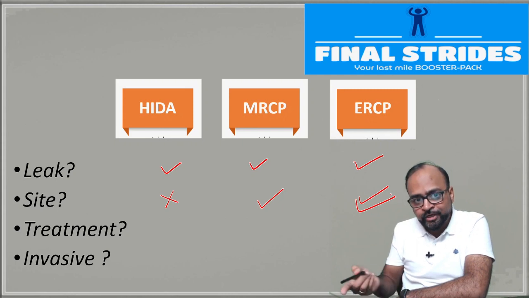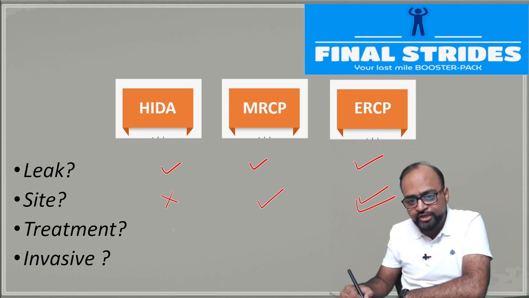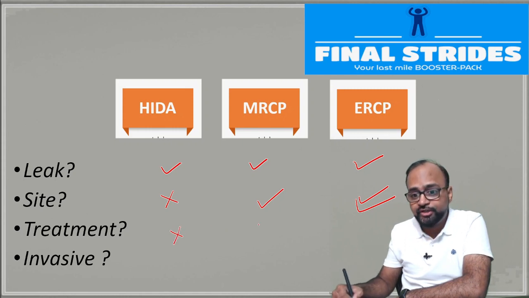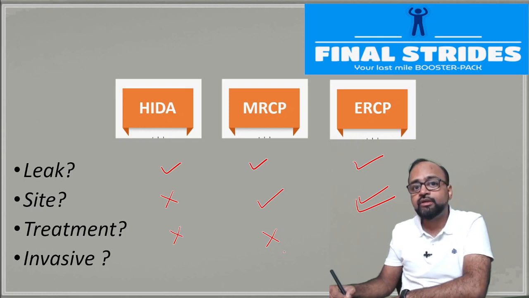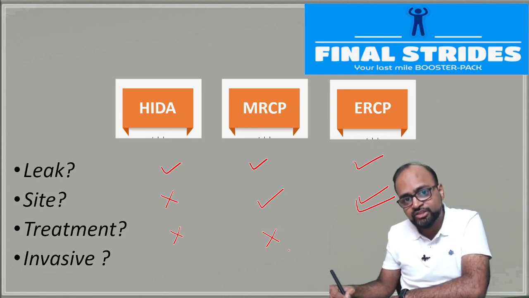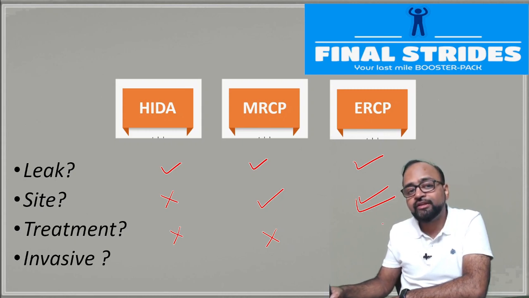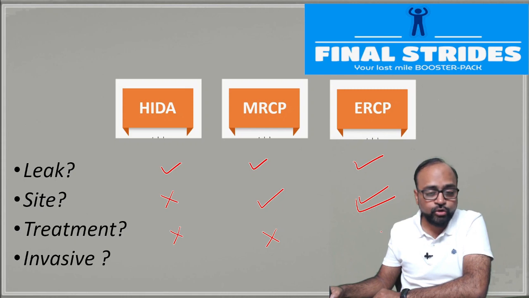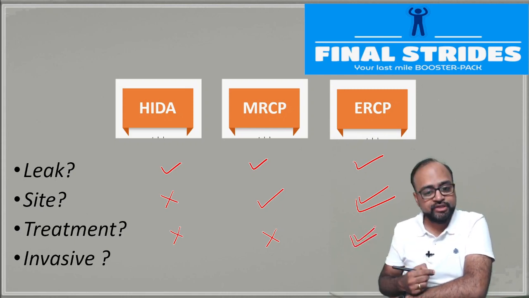Is any treatment possible when you identify, say, a CBD injury? Is it possible to treat it using HIDA scan? No. Is it possible to treat it using MRCP? Absolutely not. Is it possible to treat it using ERCP? In a way, yes, because then we can put a biliary stent in the CBD so that there is no further biliary leakage. That stent will drain the bile into the duodenum and therefore that site of leak may get automatically closed with time. So treatment is possible using ERCP.